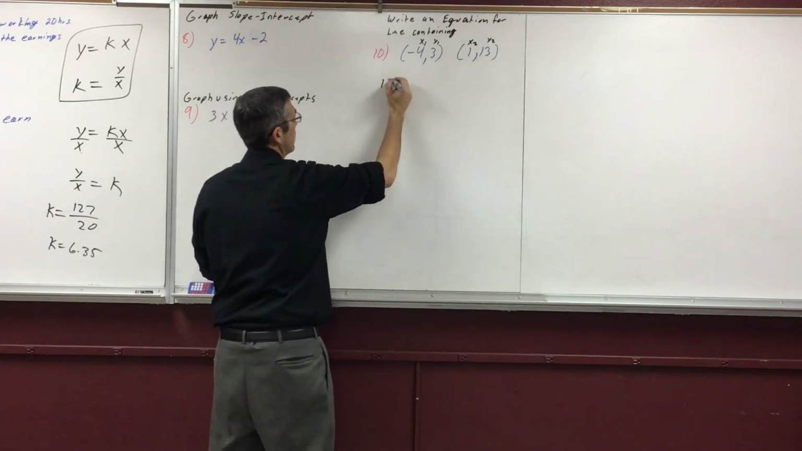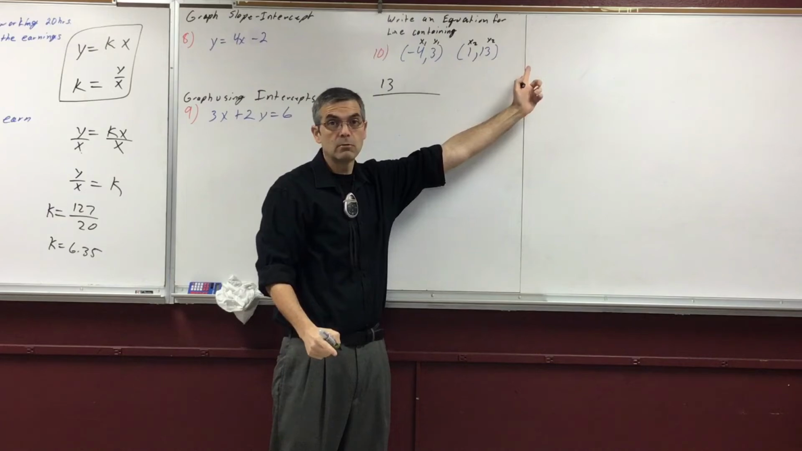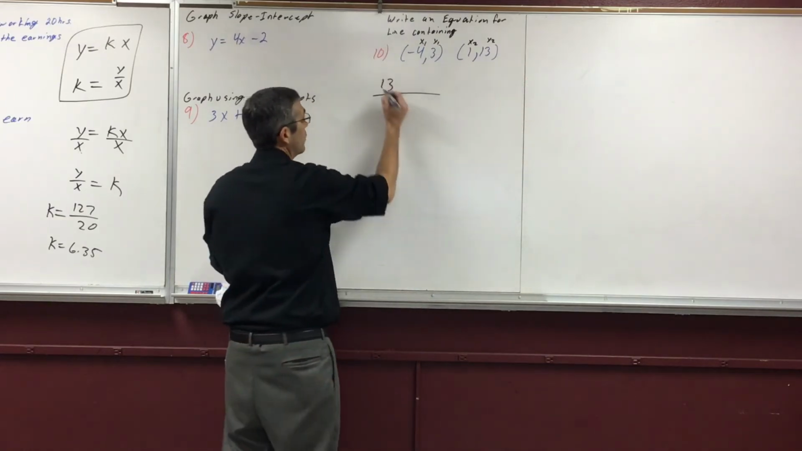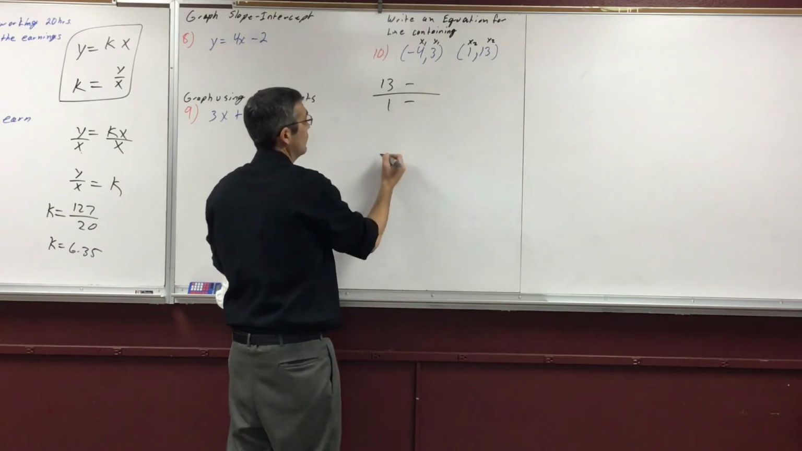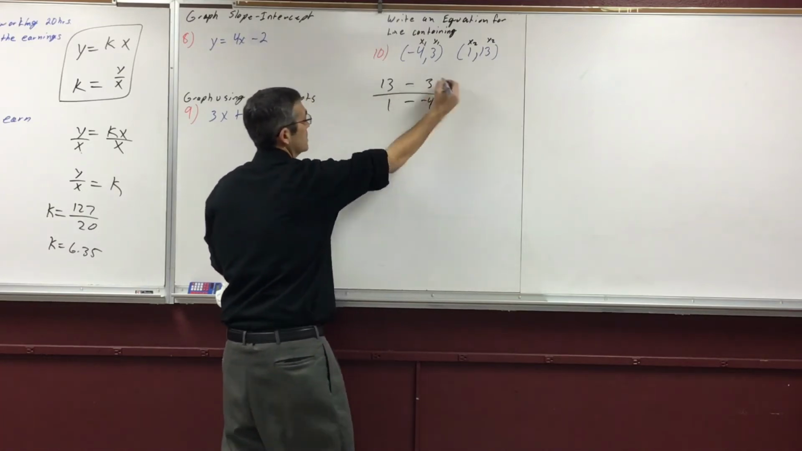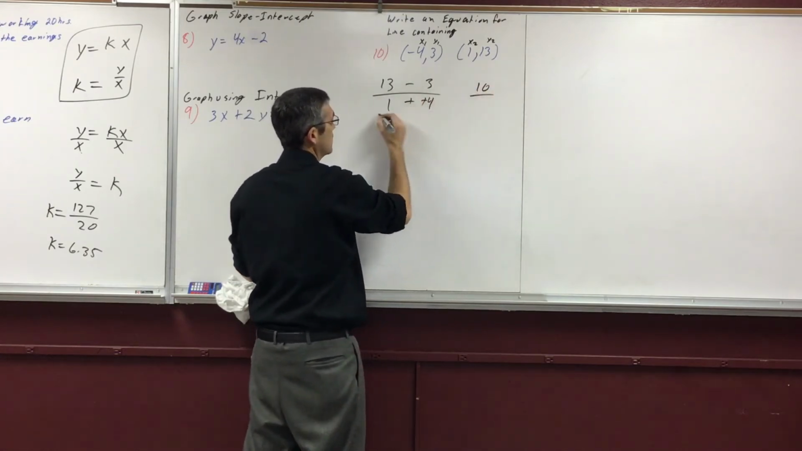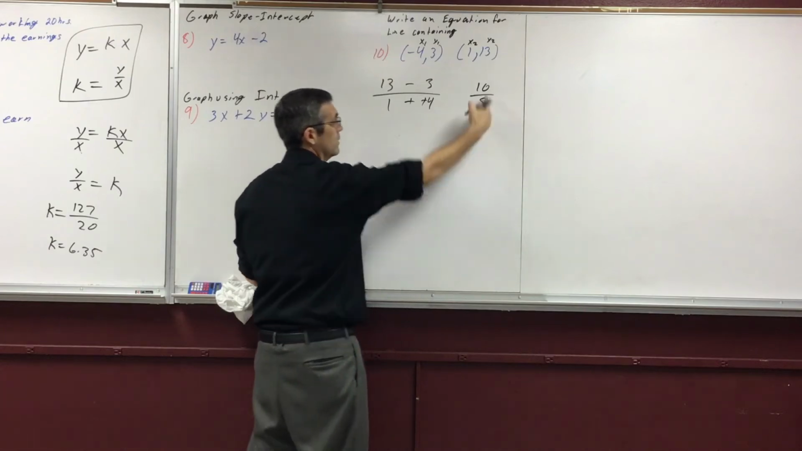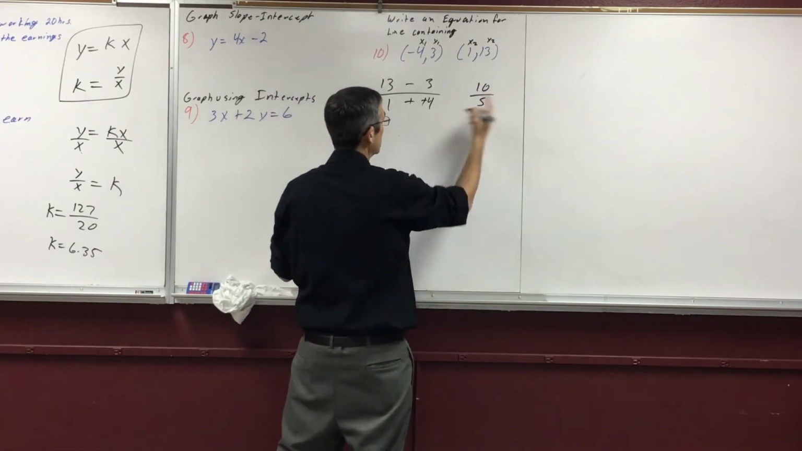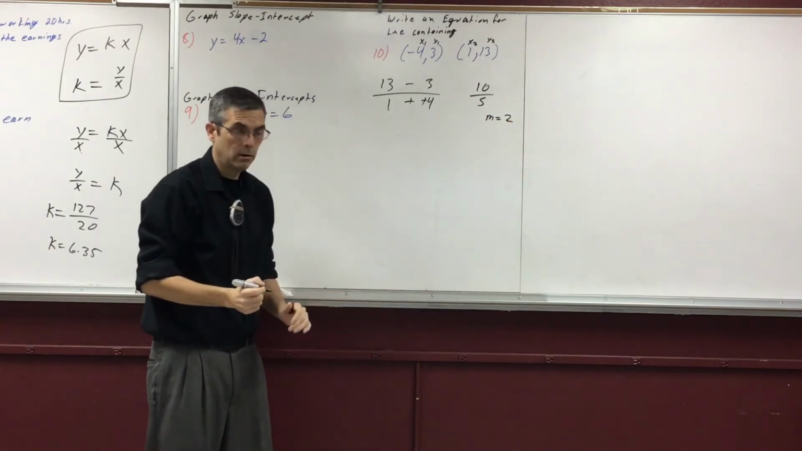Okay, so 13, and guys, use this if you struggle putting them in the right spot. Label them first. 13 minus 3 over 1 minus negative 4. 13 minus 3 is 10, over 5. This reduces to 2 over 1, or 2. So my slope, my m, equals 2.